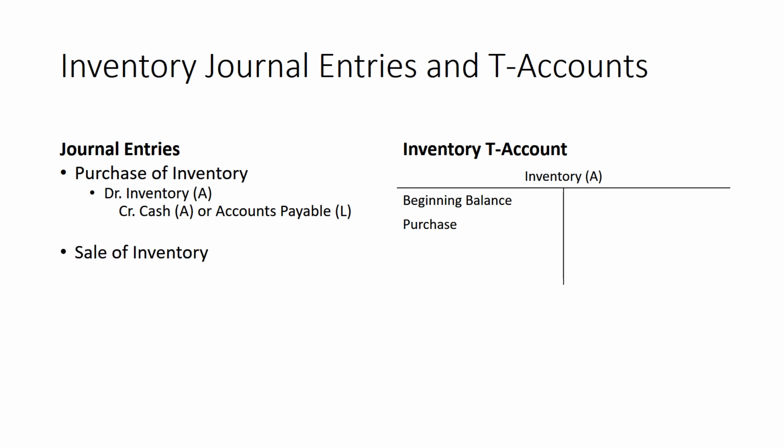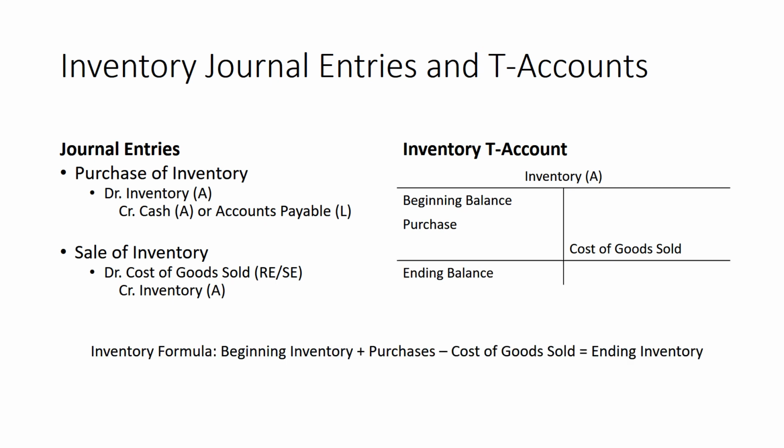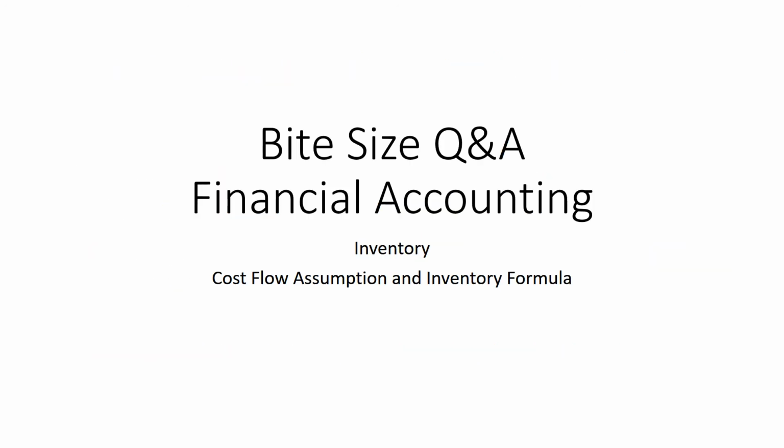When we sell the inventory, our inventory is going to go down, so we'll credit inventory and debit cost of goods sold. So the amount that goes into cost of goods sold gets credited in our inventory T account. And finally, we can find the ending balance. This gives us our inventory formula: beginning inventory plus purchases minus cost of goods sold equals ending inventory. And this concludes the inventory cost flow assumptions and the inventory formula.